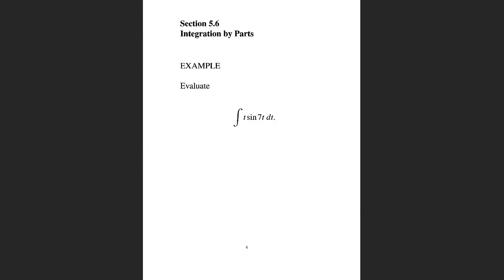So here we are. We have the integral of t times the sine of 7t dt. So one of our functions is t. The other function is the sine of 7t.